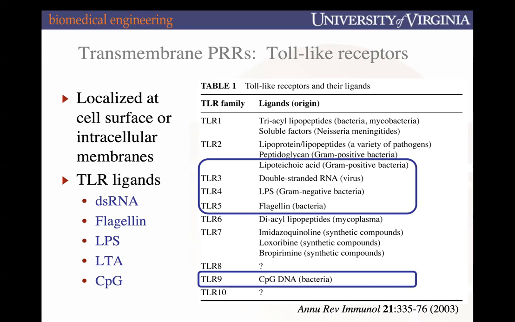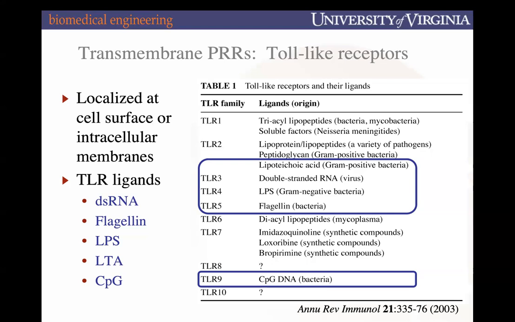Flagellin is recognized by TLR5. That's on the bacteria, that's something that would be extracellular. LPS is lipopolysaccharide. That's a feature on the surface of a bacteria. And same thing with LTA, lipoteichoic acid. Those are both, that's TLR2 and TLR4, expressed extracellularly.